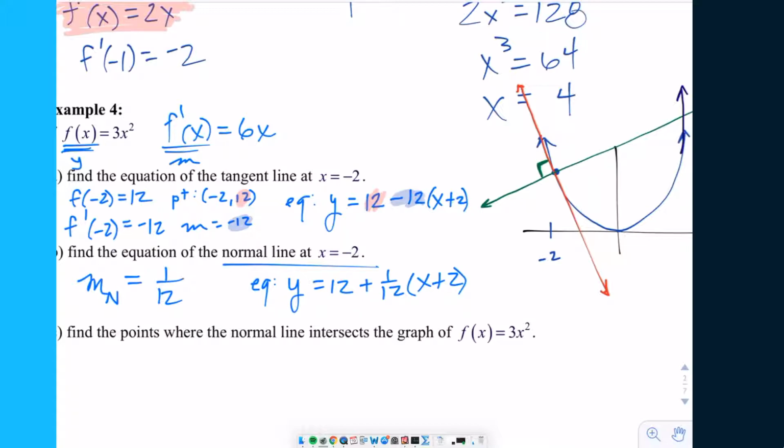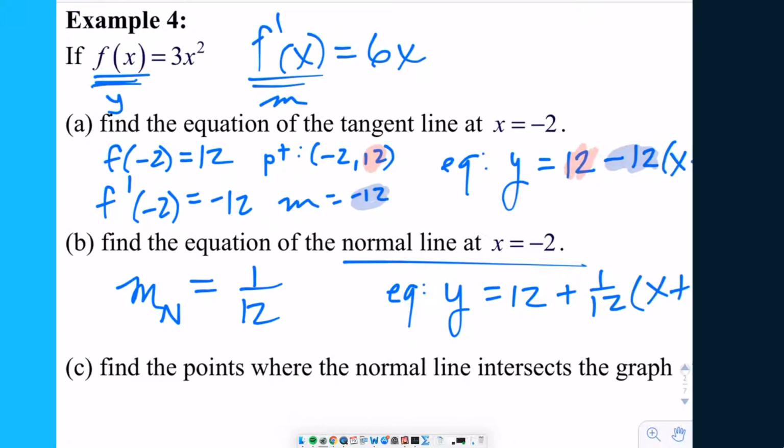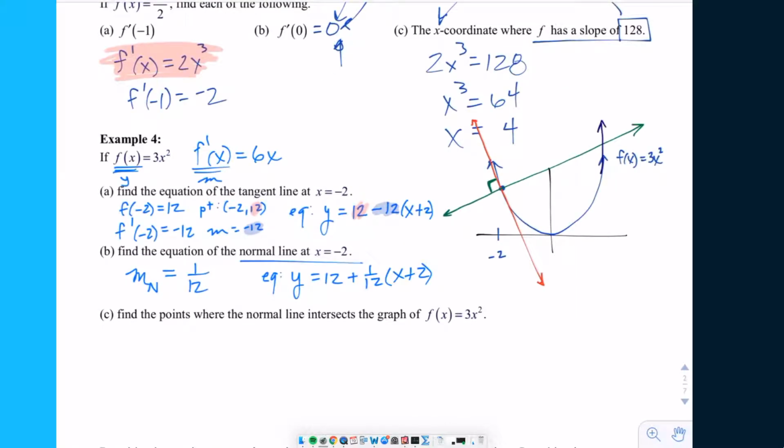And then we wrote the equation of the normal line at the same point, and of course the normal slope is the opposite reciprocal of the tangent slope, so that would be positive 1/12. And I drew that in green, so you can see that it's relatively flat compared to the red one, which is relatively steep. All right, so now the last part here is find the points where the normal line intersects the graph of 3x squared.